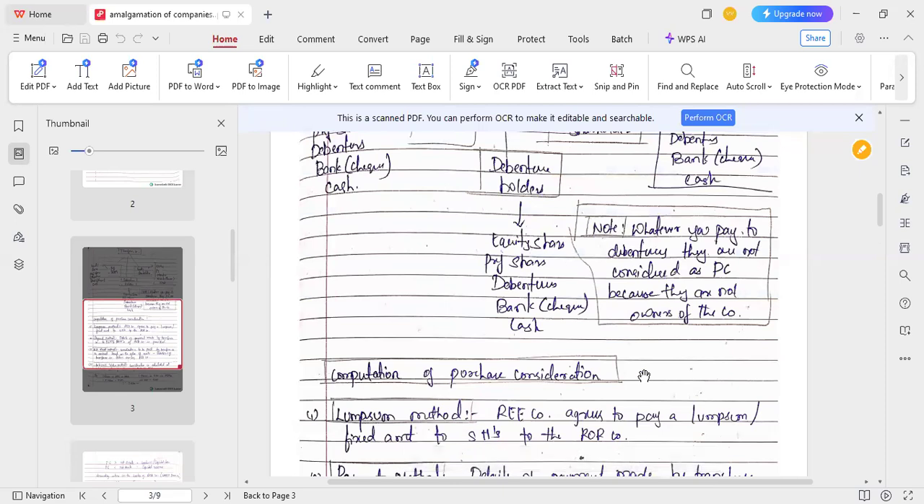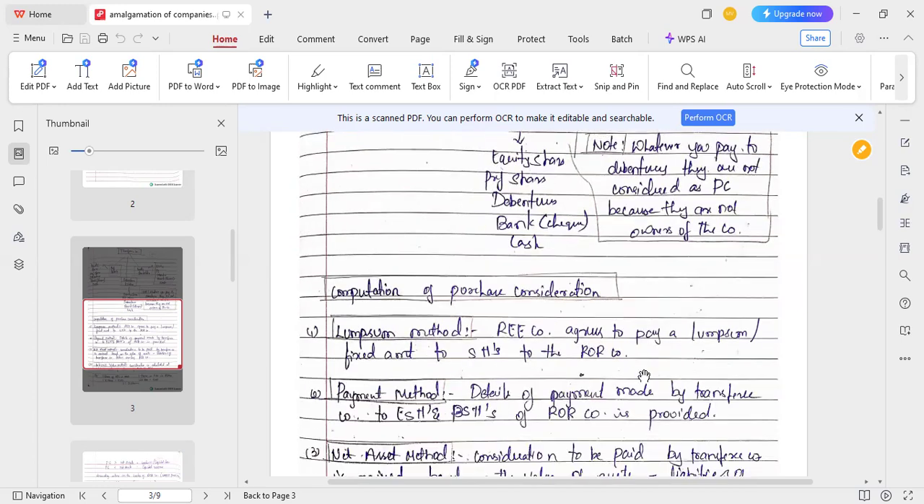Okay, there is one point I left to say: there is a note. Whatever you pay to debenture holders is not considered purchase consideration because they are not owners of the company. Unlike equity shareholders and preference shareholders, who have preferential rights in capital repayment and in the payment of dividend, debenture holders are creditors of the company. It's like settlement of liabilities, not paying consideration to them. So it is not considered a payment of purchase consideration to the debenture holders. It's just a settling of liabilities to them.